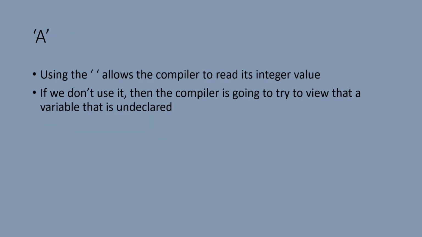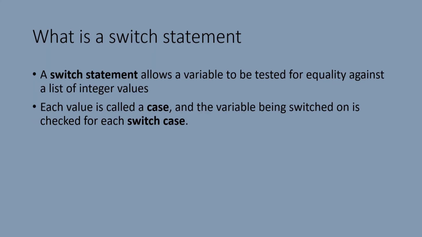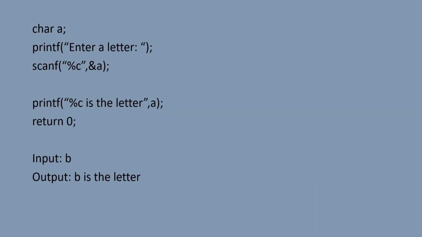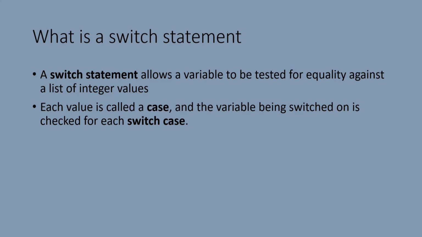So one thing I want to get clear before moving on, because we are going to be looking at switch statements that test against characters. And like I said in the beginning, in C, char variables have an integer value, which is critical for switch statements because switch statements test integer values. They do not test double values. So that's one thing to remember. They only test integer values. I apologize.